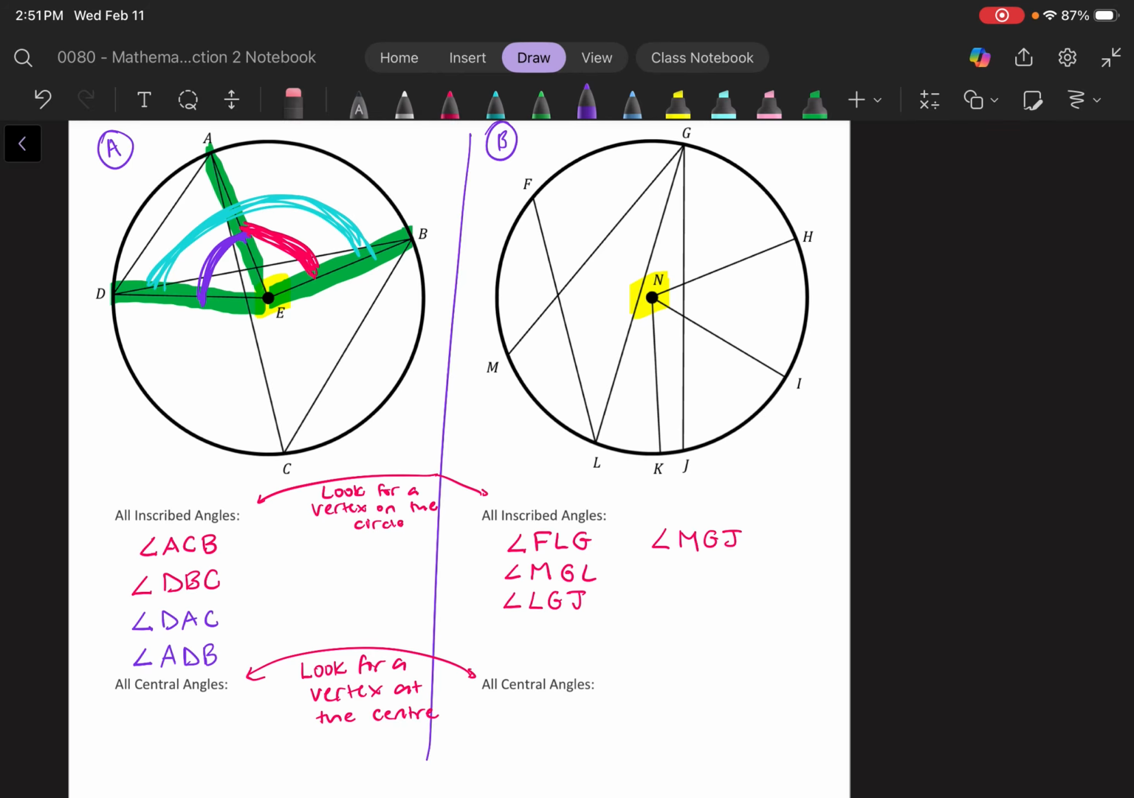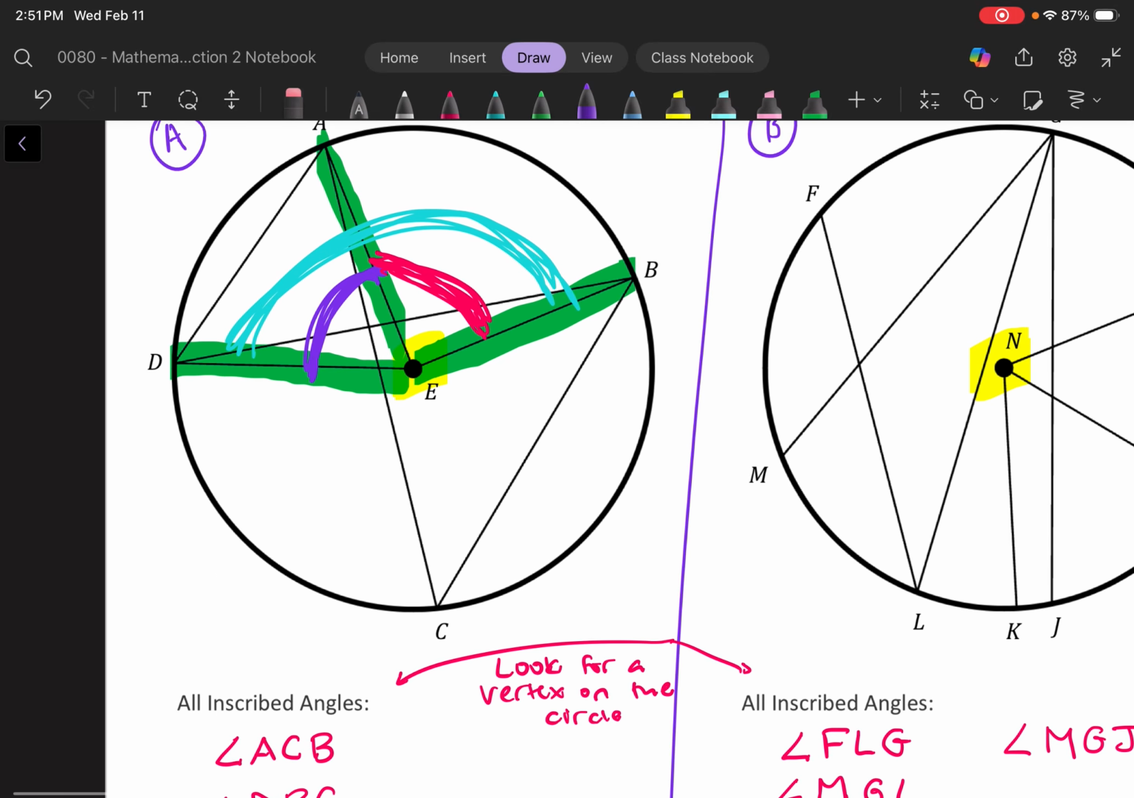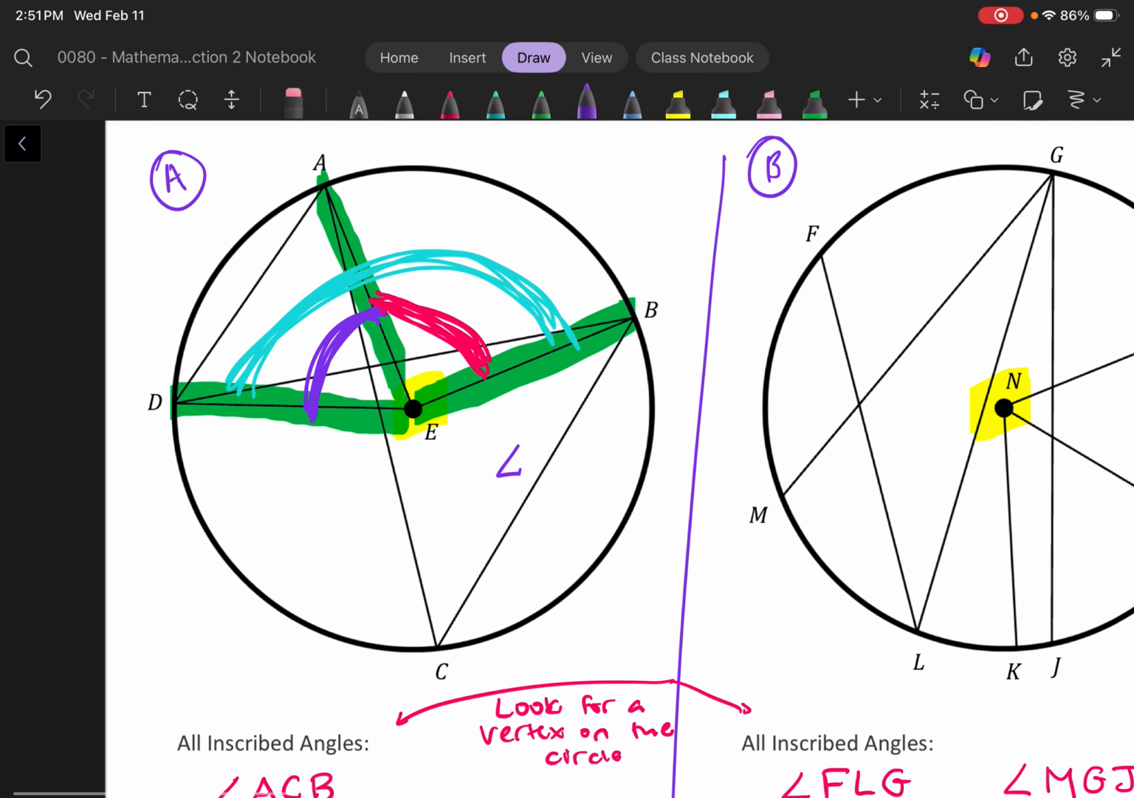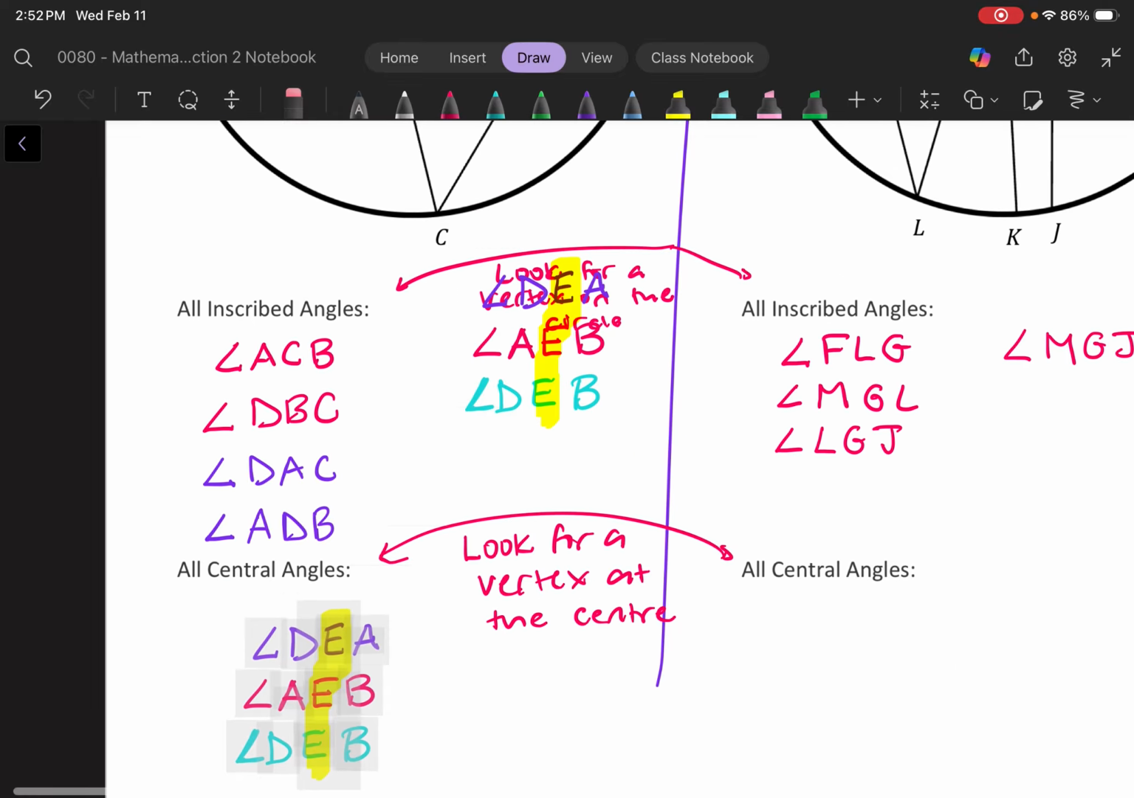Okay, so I'm going to name those three angles. I'm going to name them up in the diagram, and I'm just going to drag and drop them down below. So the purple one, I have angle DEA. The pink one, I have angle AEB. And the blue one, I have angle DEB. Just pointing out that that middle point in my three-letter name is always going to be that vertex. Always, always, always. And I'm just going to drag my answers down here.